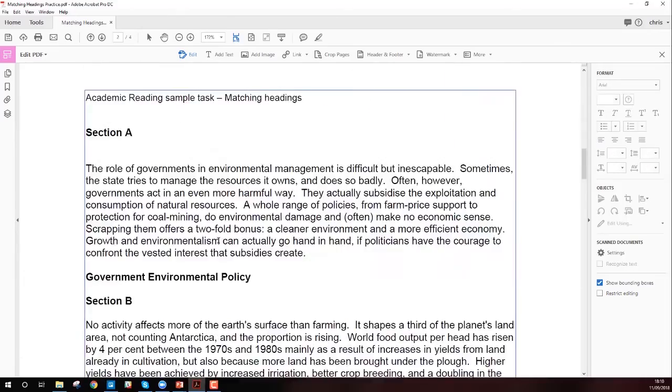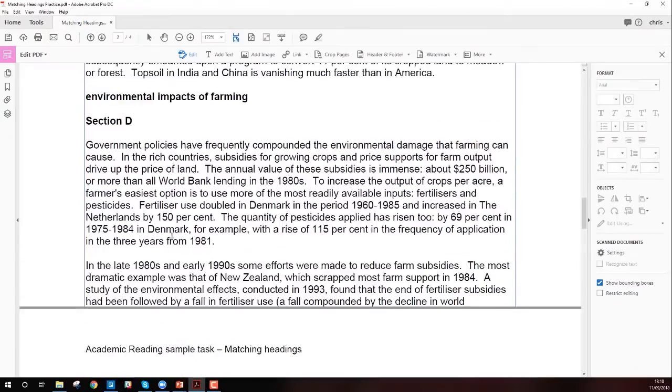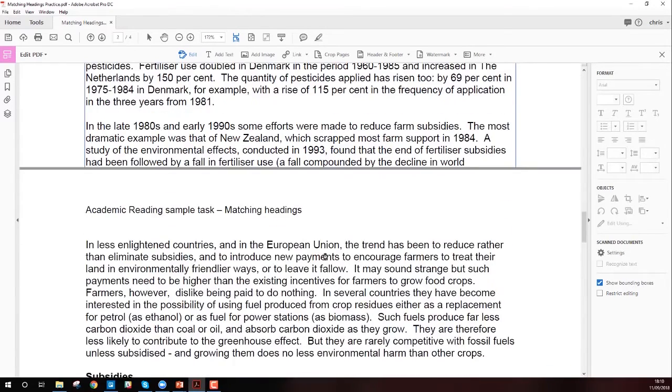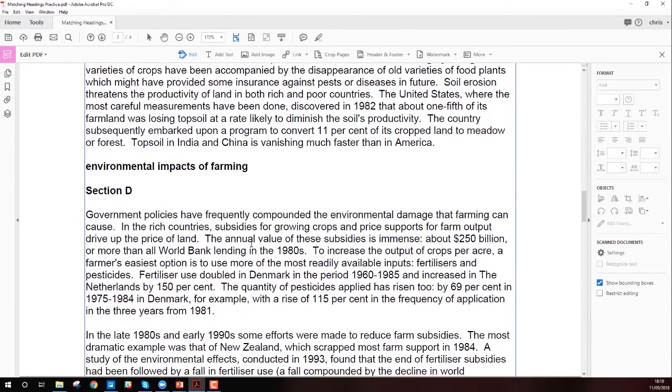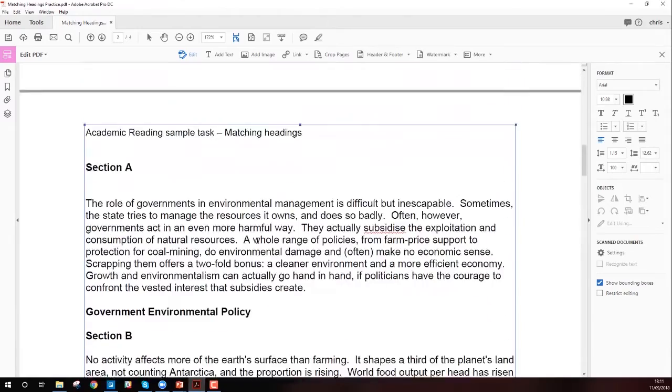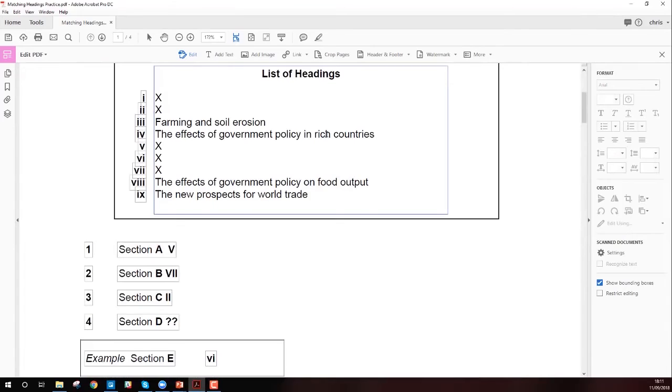So let's have a look at the topic sentence. Okay, so why did we choose subsidies? Because it says subsidies, subsidies, subsidies, all these different things. Okay. So let's have a look at the topic sentence. Government policies have frequently compounded the environmental damage that farming can cause. So government policies, effect on the environment. So it's nothing to do with soil erosion. Delete that one.